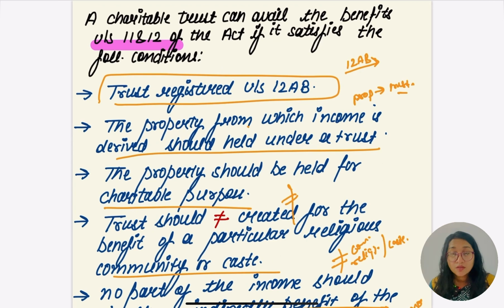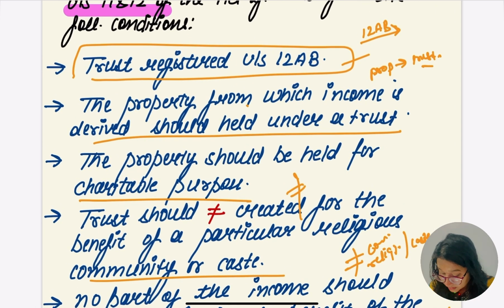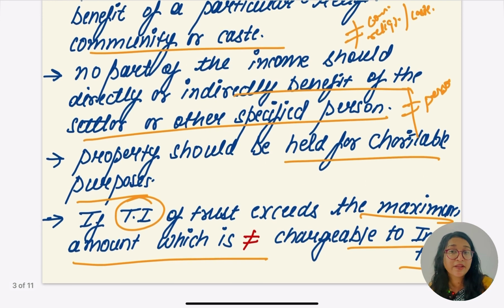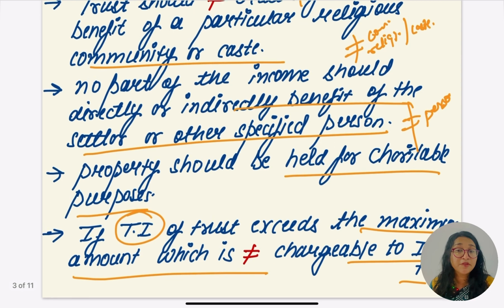If a charitable trust has to avail the benefit under section 11 and 12, first of all the trust should be registered under section 12AB. Hope this point was clear, right? The property from which income is derived should be from the trust only, and it should be done for charitable purpose. It should not be done for the benefit of any particular person, not for his relatives, not for his family, or for a particular religion, caste, or community. The main purpose should only be charitable purpose. The general public should benefit from the formation of that trust.